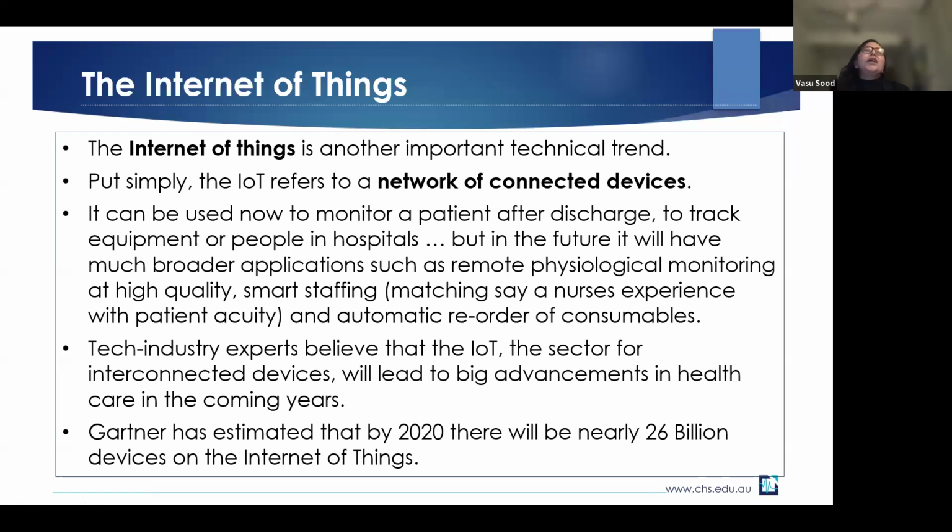Looking ahead, industry experts see the Internet of Things as a major driver for healthcare innovation in coming years. So future uses could include high quality remote physiological monitoring devices, maybe smart staffing systems that match nurses' experience with patient needs, etc. And they are also pushing the personal data integration.